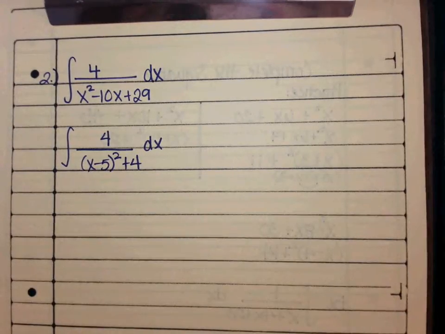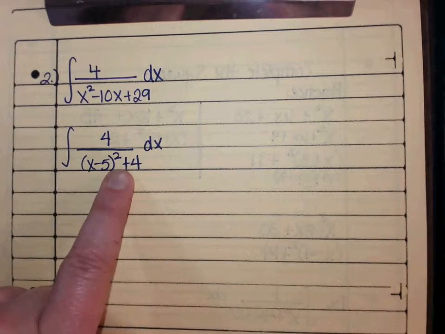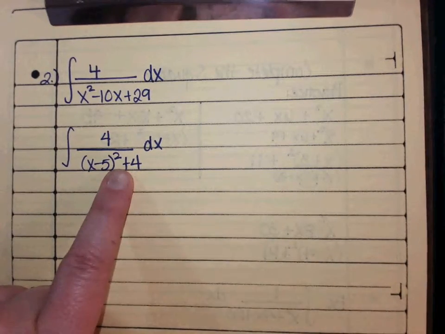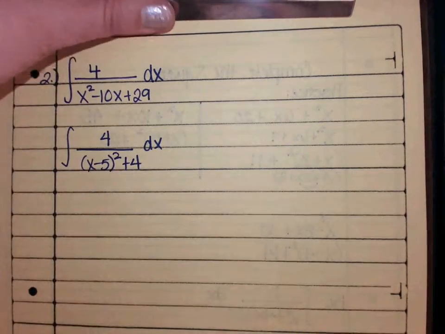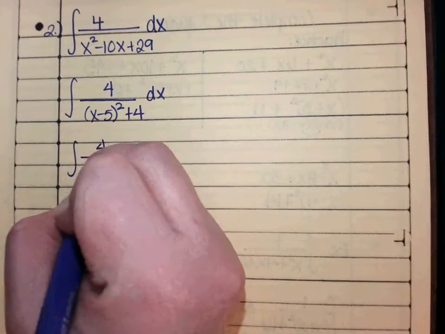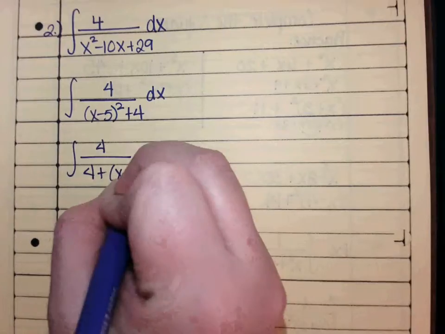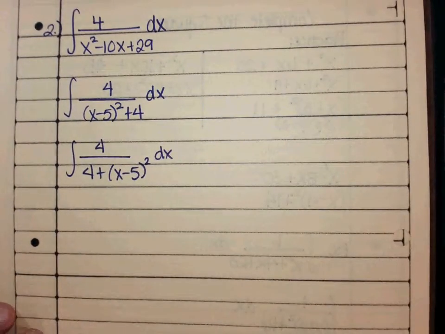Okay, from there, I'm going to reverse these. I'm going to, what did I mean to say? Switch those around. I don't know what I was going to say. Switch them around, though. Okay, I'm going to rewrite. Wow, my brain doesn't work. Okay, so it would be 4 over 4 plus x minus 5 squared dx. And now it's in the exact same form that I need it to be in.